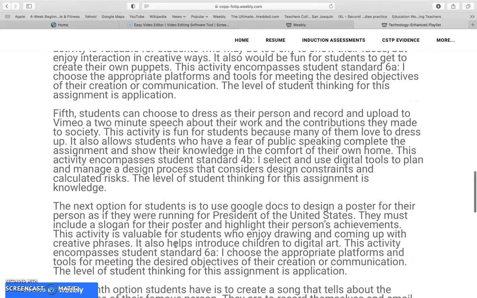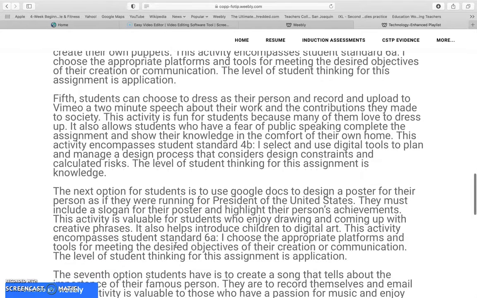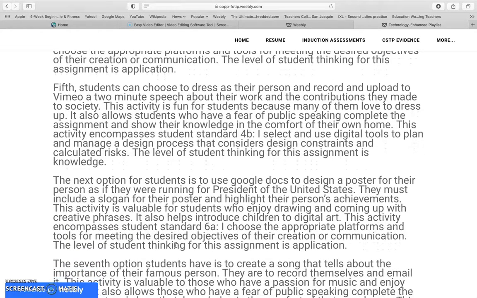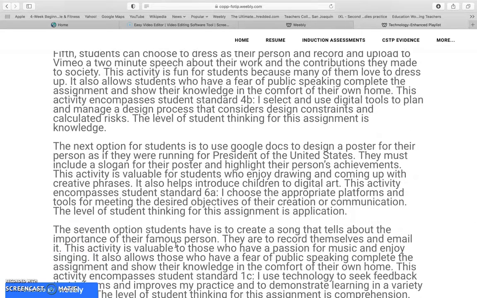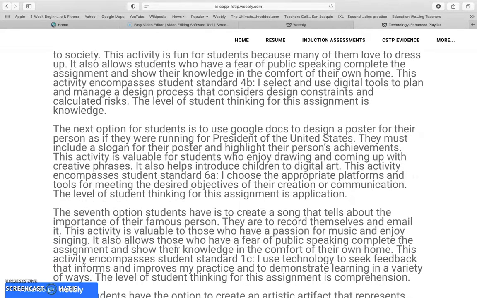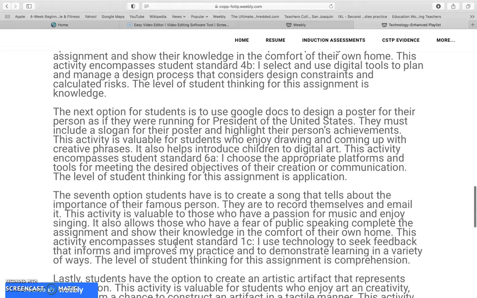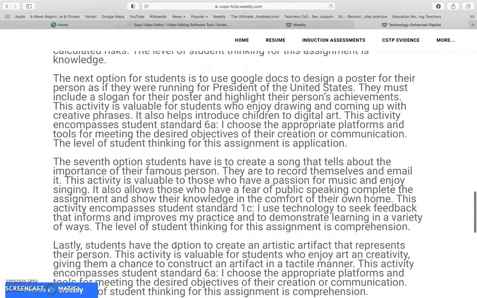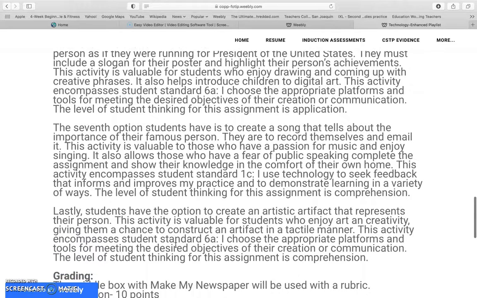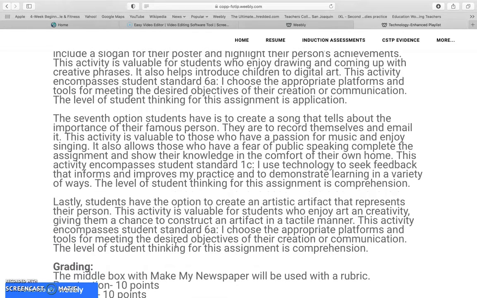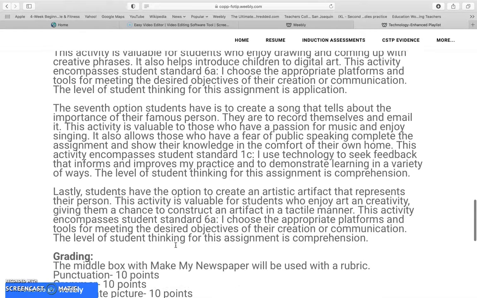Number 6 was that they could use Google Docs to design a poster for the person as if they were running for president of the United States. It would include a slogan, different things to show they understood why this person was important and their character strengths. Option number 7 was to create a song and present it. And then the last option was to create an artistic artifact about that person. And this could be done in a tactile manner.